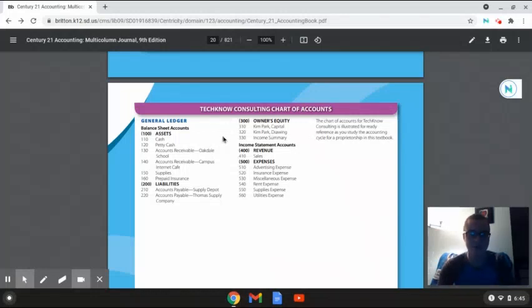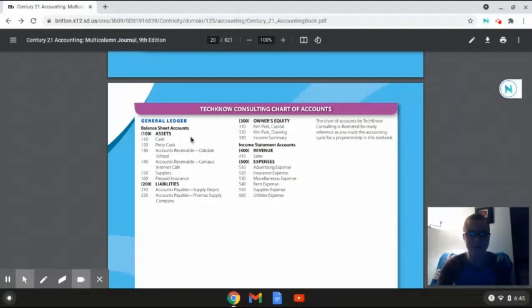So when we get to posting to a general ledger, we will be learning about how to create a chart of accounts. And when we create a chart of accounts, we will be dividing these up into 2 main financial statements, the balance sheet accounts and the income statement accounts. On the balance sheet, we will have our assets, liabilities, and owner's equity. And on our income statement accounts, we will have revenue and expenses.